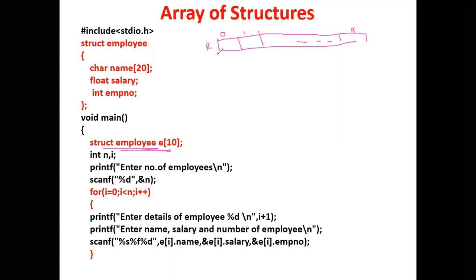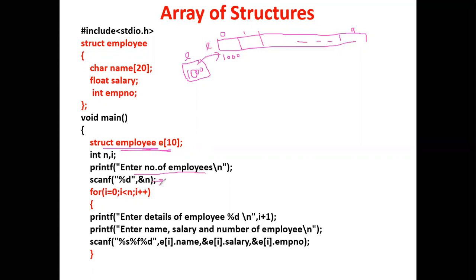Since it is an array, the array name will be having the base address. Let's just assume that it is having the base address 1000. This array name will always have the base address of the array. So the array name will be pointing to the base address of the array. You can store 10 employee details, but here I'm not storing all 10. I'll just show you the example for storing 2 employee details.